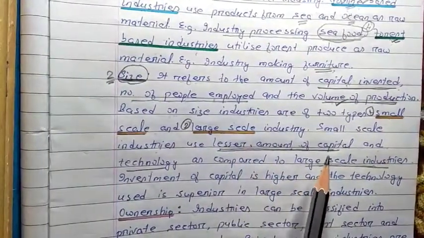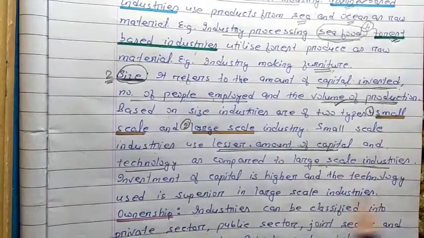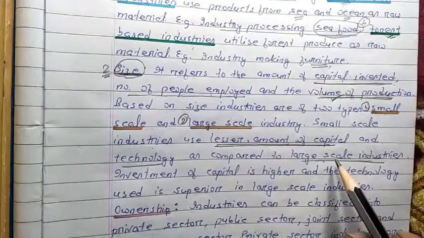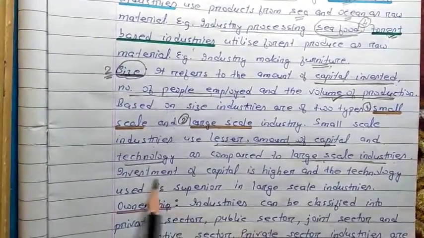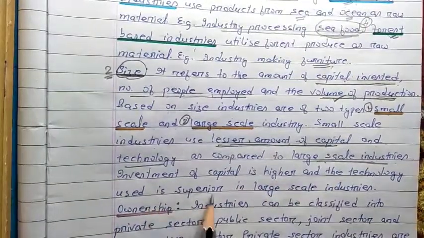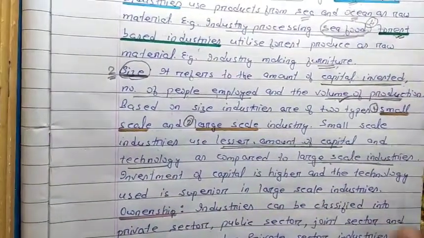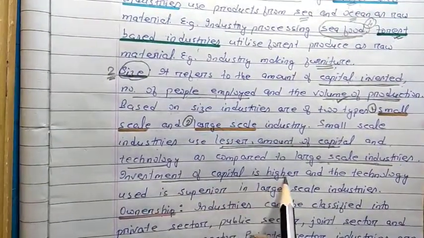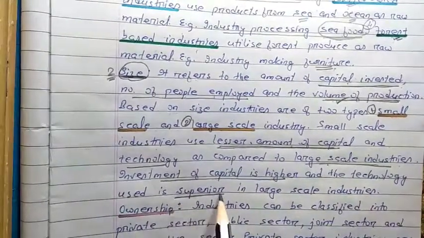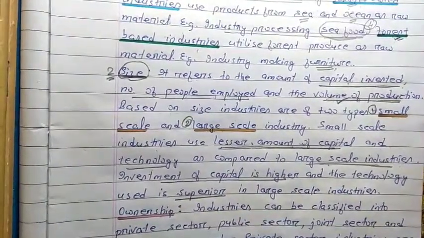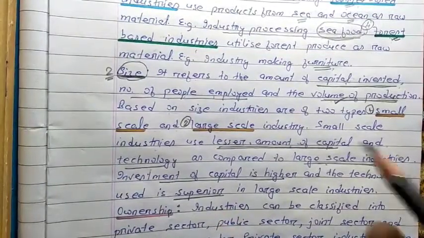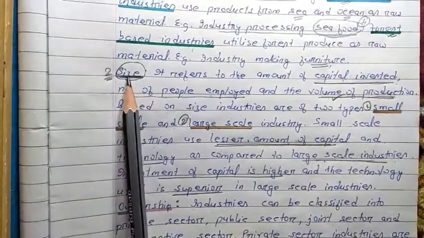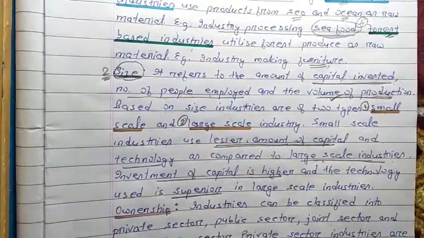For example, as small scale industries, we can say cottage industries like basket weaving industries, and as a large scale industry we can say Maruti Udyog. That is also one very huge industry which comes under large scale industries. Investment of capital is higher and the technology used is superior in large scale industries, meaning they use generally a better or superior mode of technology as compared with the small scale industries. So that's the classification of industries on the basis of size, small scale and large scale.